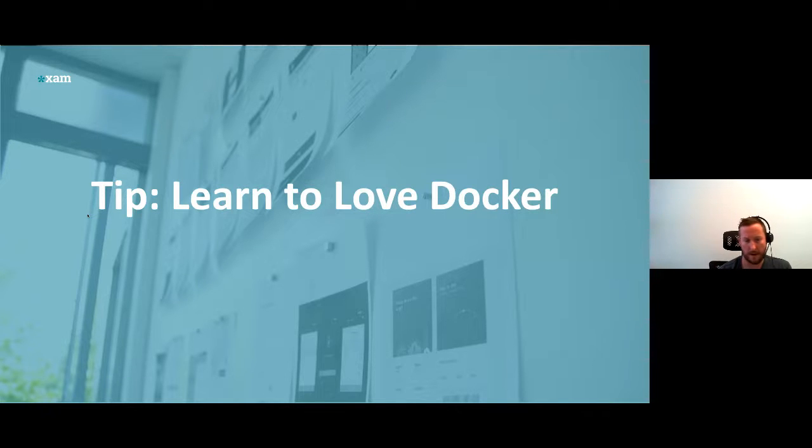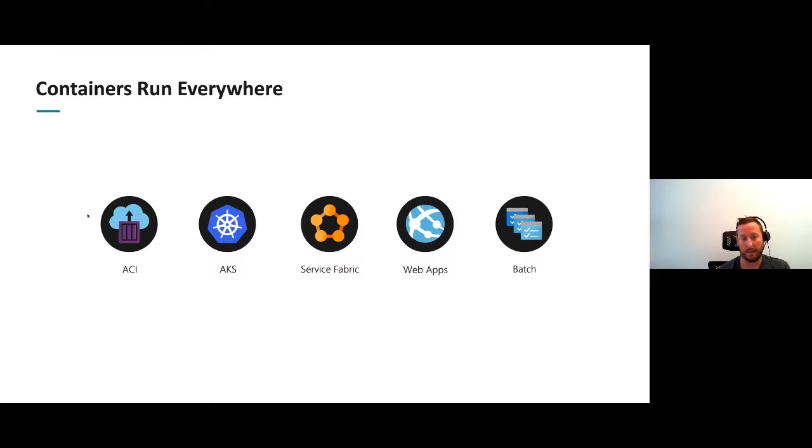One of the things that you really need to do is learn to love Docker, because containers run everywhere. Let's go through some of the solutions that run containers for you. You've got Azure Container Instances, which is basically like a VM, but instead of being a VM, it's just running a container. There's no cluster or anything like that. And then we've got AKS, which is Azure Kubernetes Service. That's a managed Kubernetes service, which is actually native Kubernetes. So any of the tools that you want to use, like Helm for deployments, are all going to work with AKS.